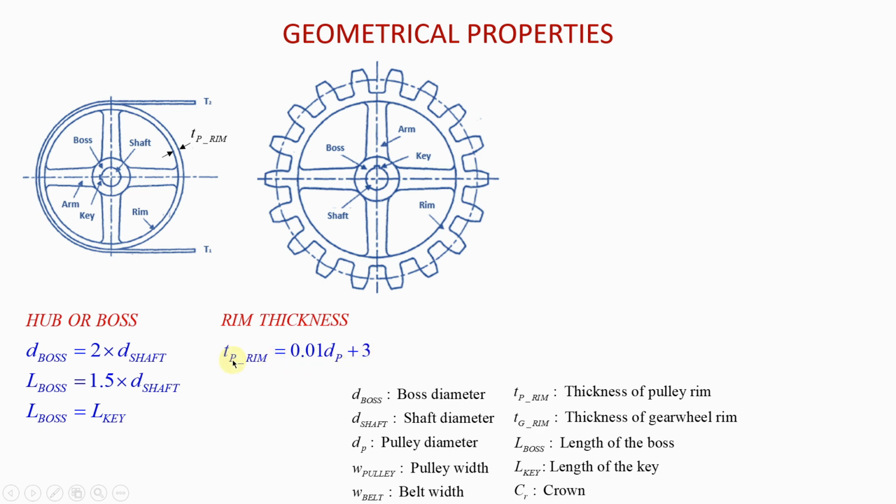But you need to be careful when using this equation. The value for the diameter of the pulley that you plug into this equation must be in millimeters, okay? Because this is an equation that gives you an answer in millimeters for the thickness of the pulley's rim. And therefore, the diameter of the pulley in this equation must also be in millimeters. Very, very important.